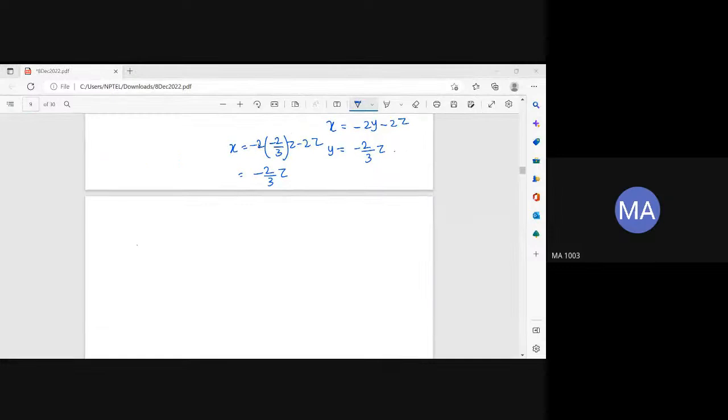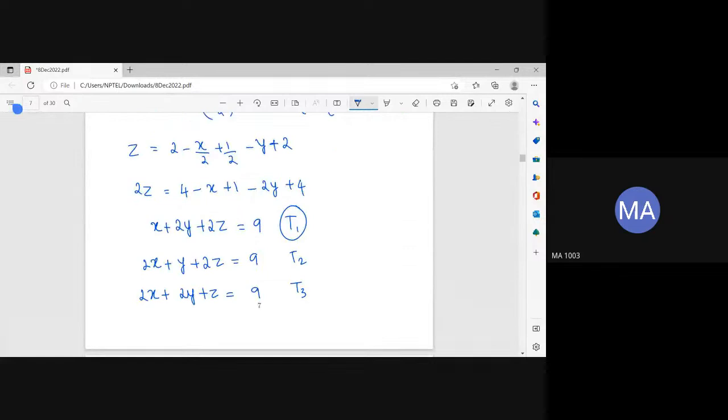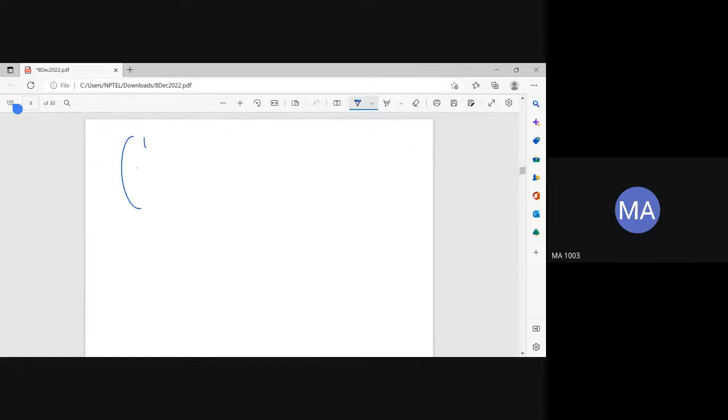Okay, that is fine. Now, which of the following denotes the maximum rate of change of the temperature T at the point of intersection of the three tangent planes? So first I need to find the point of intersection of the three tangent planes, right? 1, 2, 2, 2, 1, 2, 2, 2, 1. So if we quickly solve, I guess 27 by 5 or something is the point of intersection.